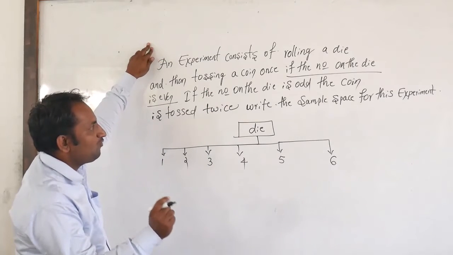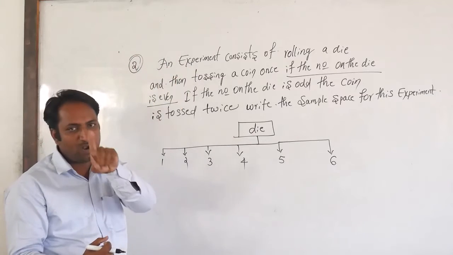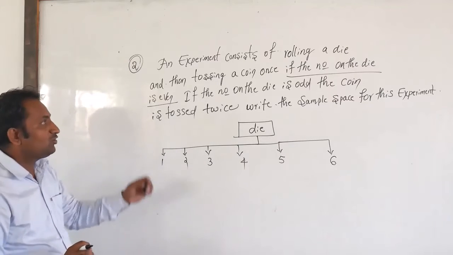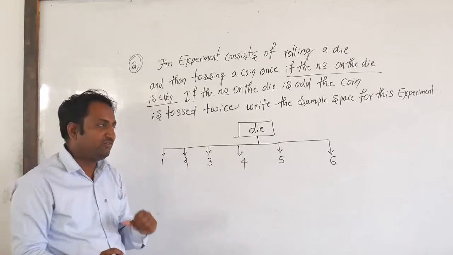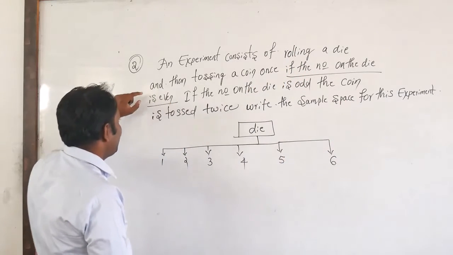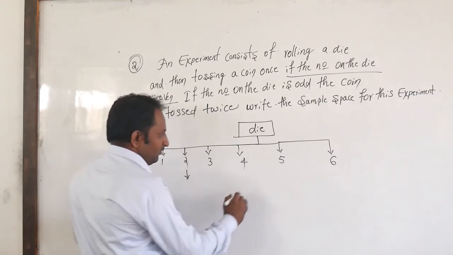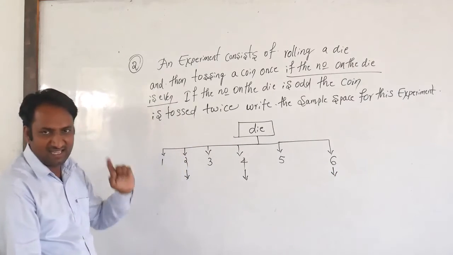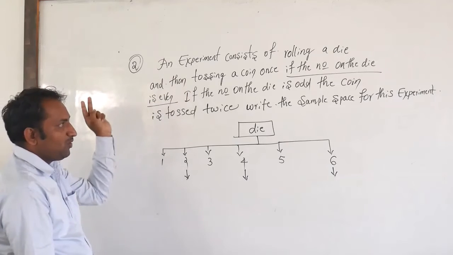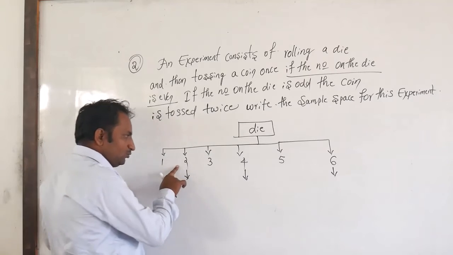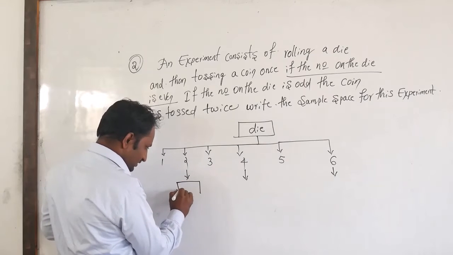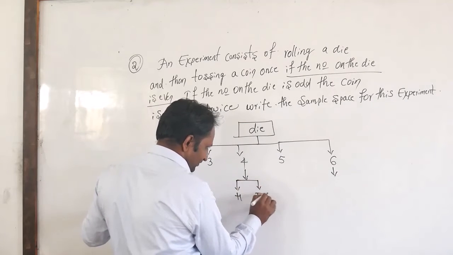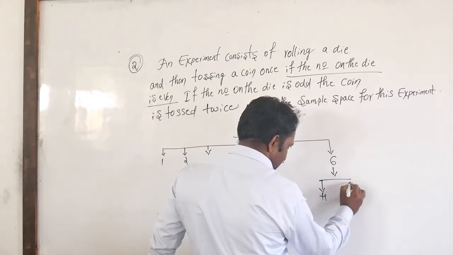An experiment consists of rolling a die, then tossing a coin once if the number on the die is even. There are 3 possible outcomes here: 2, 4, 6. These are the even numbers belonging to this die experiment. Here a coin is tossed once. For each of 2, 4, 6, the possible results are head and tail.